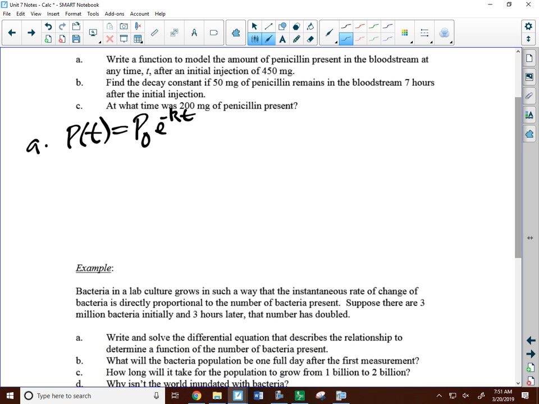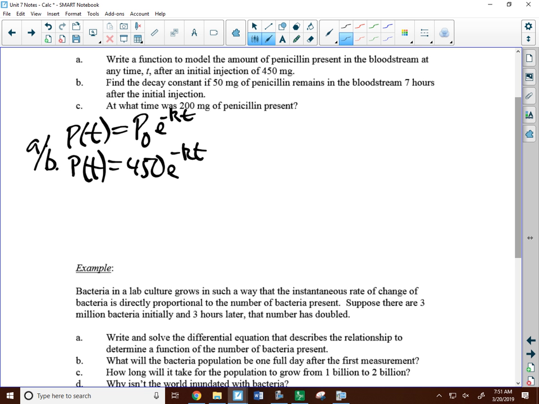Okay, so let's do A. Write the function. We have an initial amount of 450. So I'll plug that in at least. And then, sorry, I'm kind of grouping this all, A and B kind of together. That's all we know so far. Yeah, I should write this as like A slash B. That's all I know so far. But then I'm going to get K with the information in part B. So that would be all we know to start.